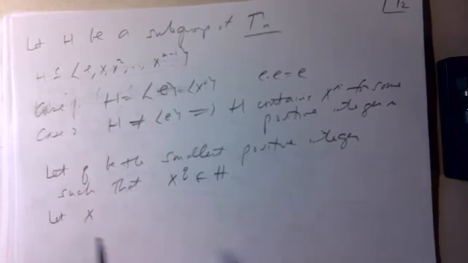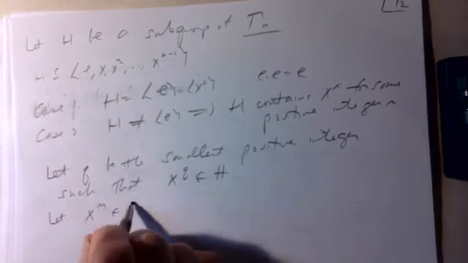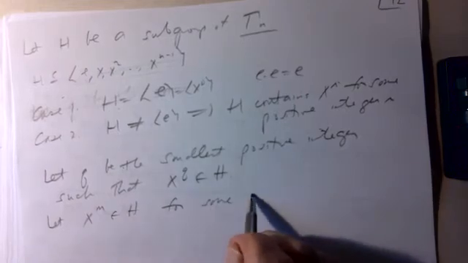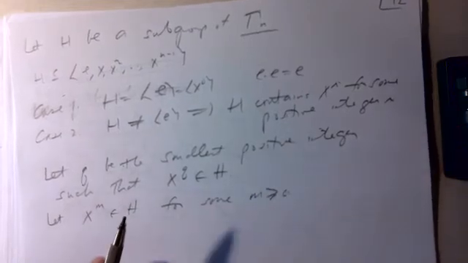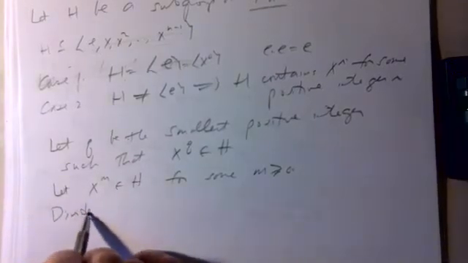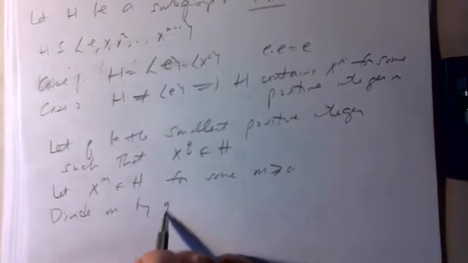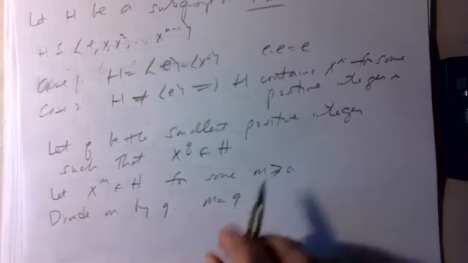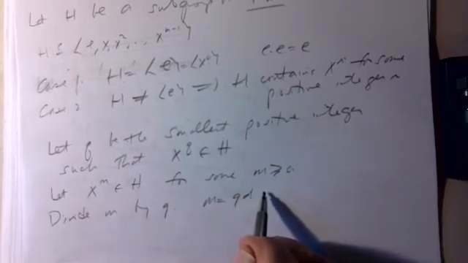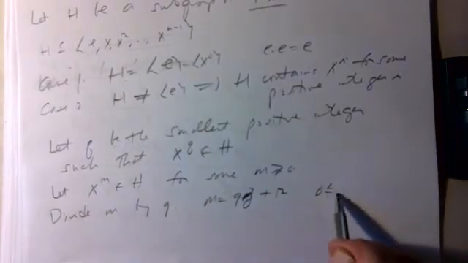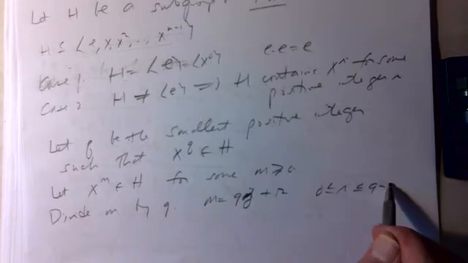Let's say that x to the m is in H for some m. Divide m by Q. So you get m is QJ plus R, where the remainder R is between 0 and Q minus 1.